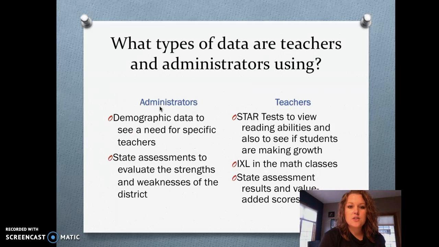What types of data are teachers and administrators using? So in my district, I see administrators using demographic data to see a need for specific teachers, state assessments to evaluate the strengths and weaknesses of the district. Teachers in my district, we use STAR tests to view reading abilities and also to see if students are making growth. IXL in the math classes, kind of to do the same thing as the STAR test, and then state assessment results and value-added scores are used as well by teachers.